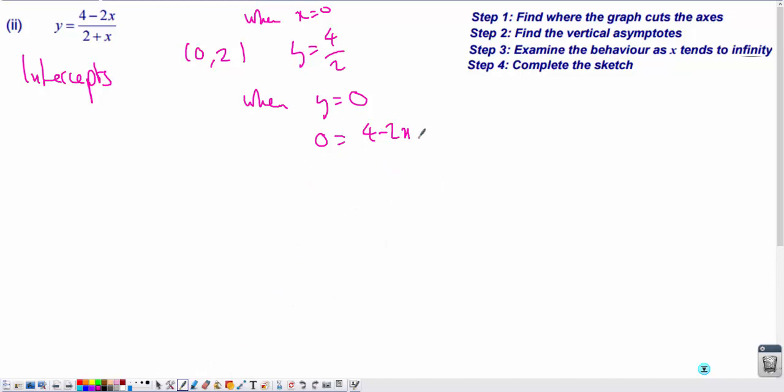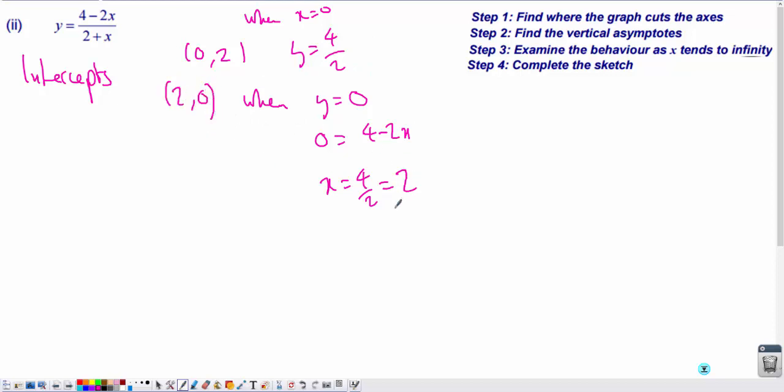So 0 equals 4 minus 2x, and that gives me x is equal to... well, add 2x to both sides, so 4 equals 2x. So x is equal to 4 divided by 2, which is 2, right? So that's my coordinate.